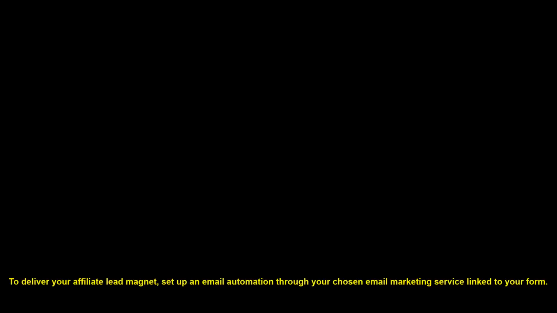To deliver your affiliate lead magnet, set up an email automation through your chosen email marketing service linked to your form. Configure the automated email to be sent upon form submission, including the lead magnet download link. Test the form by submitting a fake entry to ensure everything is working smoothly. By following these steps, you will successfully set up WPForms to capture affiliate lead magnets.